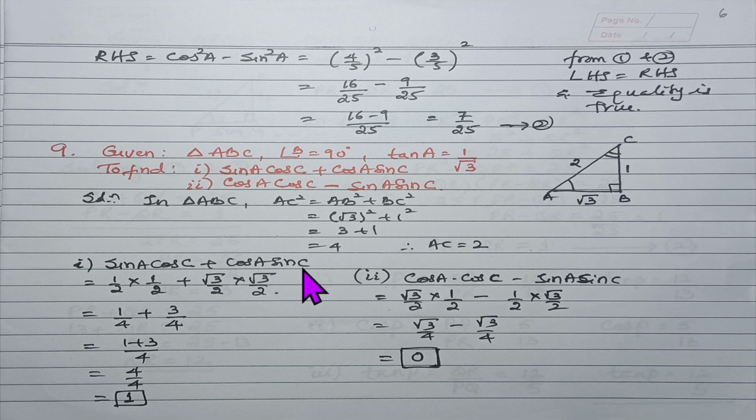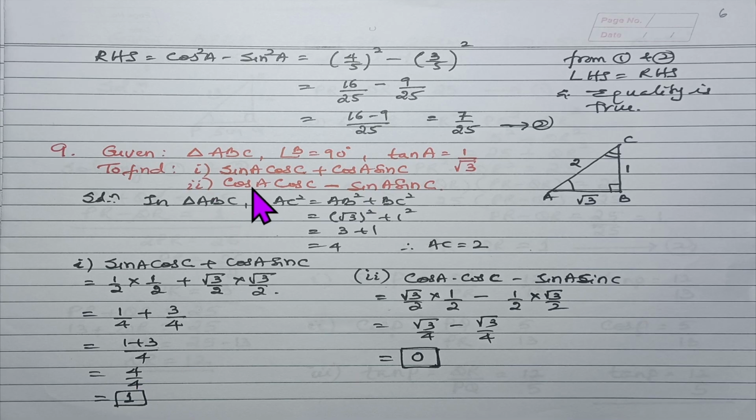Take sin A cos C plus cos A sin C, and what is sin A here? Sin A is 1 by 2, and what is cos C? Cos C is here, so it is 1 by 2 again. And what is cos A? Cos A is root 3 by 2, and sin C means it is root 3 by 2. So simplify it now. 1 by 2 into 1 by 2 is 1 by 4, plus root 3 into root 3 is 3, and 2 into 2 is 4. Simplify further. 1 plus 3 by 4, 4 by 4, and the answer is 1 for the first example.